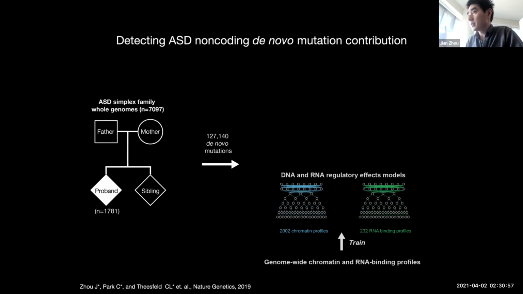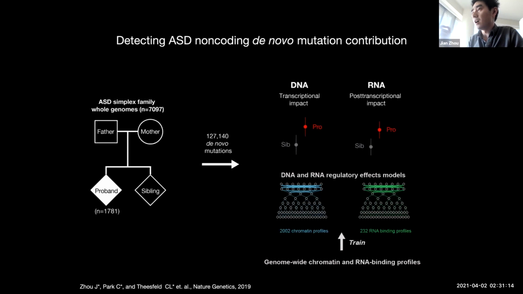So my collaborator, Chris, and I trained those two sets of deep learning models. One is similar to DeepSEA that I talked about, which predicts the chromatin profiles, and another is trained to predict the RNA binding protein binding profiles, which predicts the effect at the RNA level. So now with these two models, we can summarize the effect of mutations to a single score at both the DNA level and the RNA level.